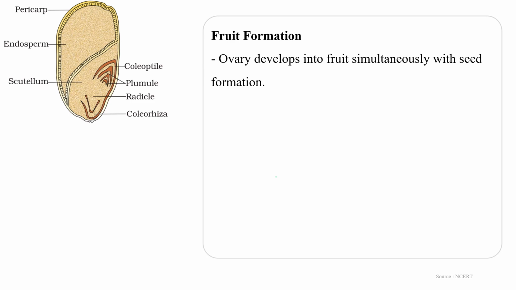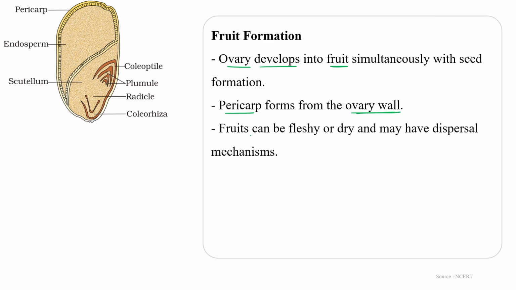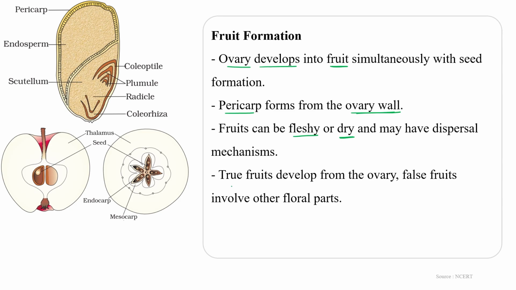Now, fruit formation means the ovary develops into the fruit. We already know this: the ovary develops into the fruit simultaneously with seed formation. The pericarp forms from the ovary wall. A fruit can be fleshy or it can be dry, and it may have a dispersal mechanism. True fruits develop from the ovary only.